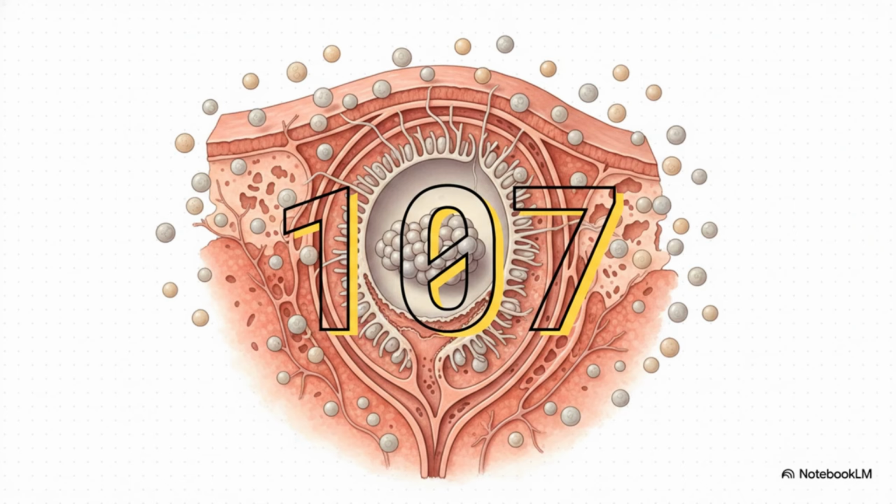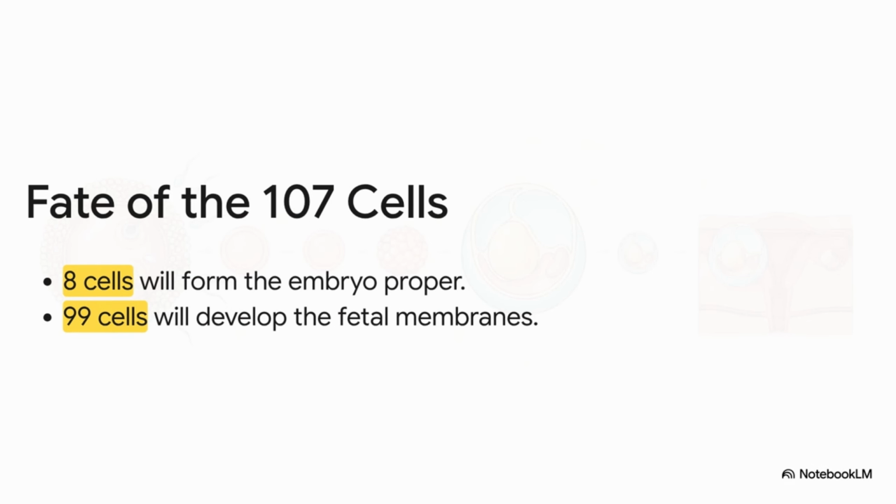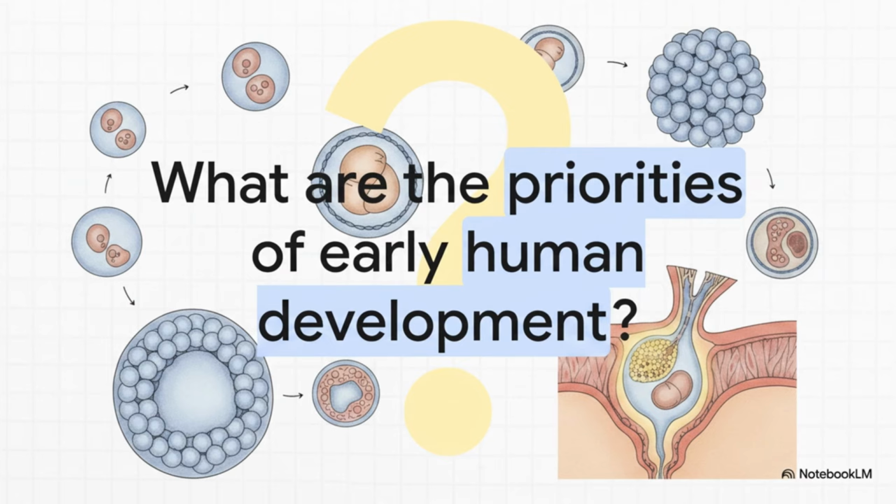As this is all happening, let's just pause and think about the numbers for a second. The entire product of conception, this whole thing we call the conceptus, is now made up of about 107 cells. And this is the really stunning part. Of those 107 cells, only 8 of them are going to become the embryo itself. The vast majority, 99 of them, are dedicated to creating the support systems, things like the fetal membranes and the placenta. This tells you everything you need to know about the top priority at this stage: building a safe and nurturing environment. And that really brings us to the end of the first week.